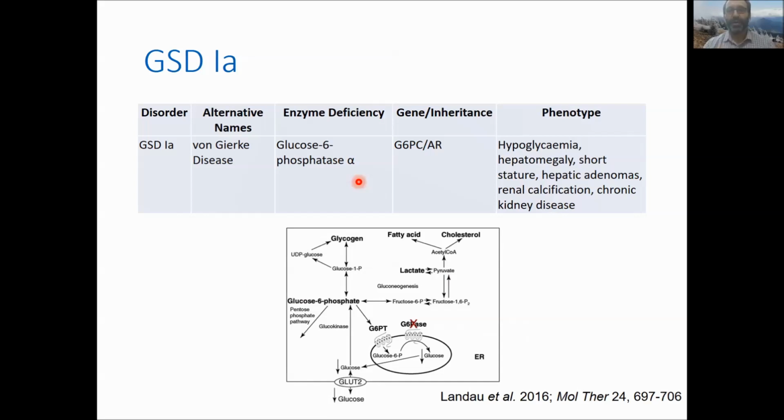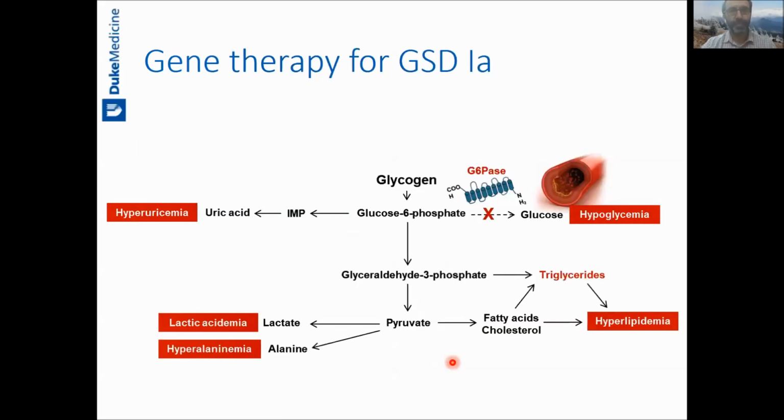There are multiple biochemical abnormalities, most of which can be treated and reversed with the dietary therapy, but the dietary therapy consisting of uncooked cornstarch around the clock is not completely effective. And if it's interrupted, of course, the patient has severe hypoglycemia again. And here's the pathway. And replacing the glucose 6-phosphatase enzyme, which is an intramembranous enzyme in the ER, is our gene replacement therapy. Here's the pathway again, showing the biochemical abnormalities related to G6Pase deficiency.